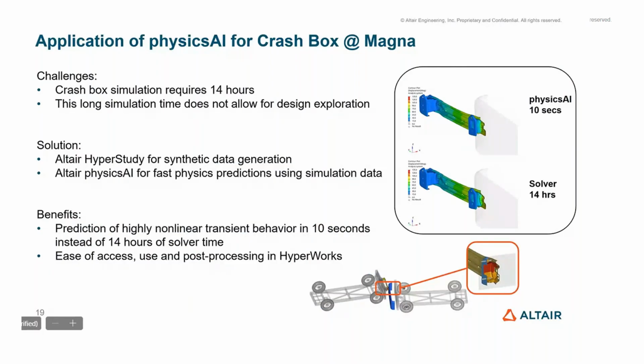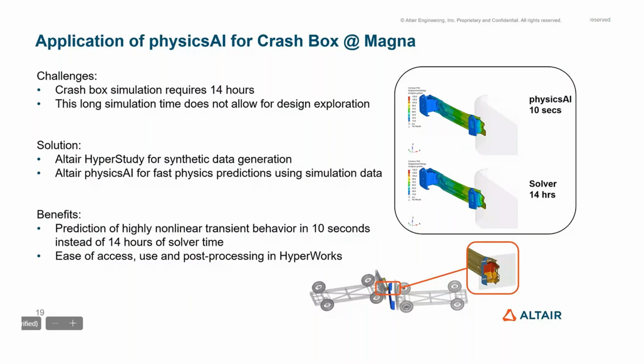Here is one case study from Magna. You can see the application of Physics AI for a crash box. With the general traditional methodology, it requires 14 hours, which is too long for the customers, as they were getting continuous new design variants. To avoid these hours of traditional methodology, they used HyperStudy for synthetic data generation, since they didn't have any existing data. Using HyperStudy, we gave some design constraints, responses, and an objective to minimize the frequency or mass.